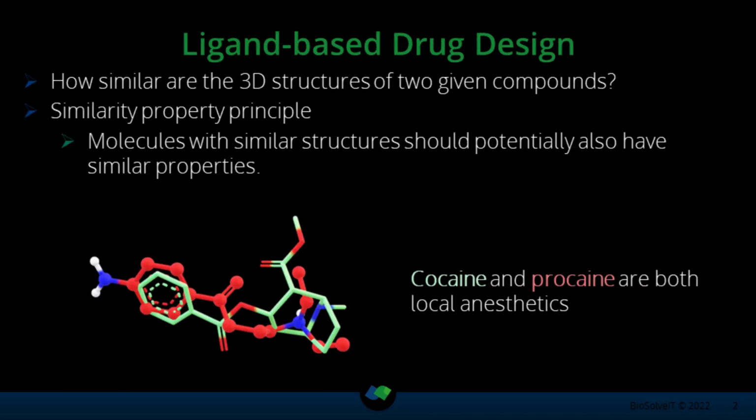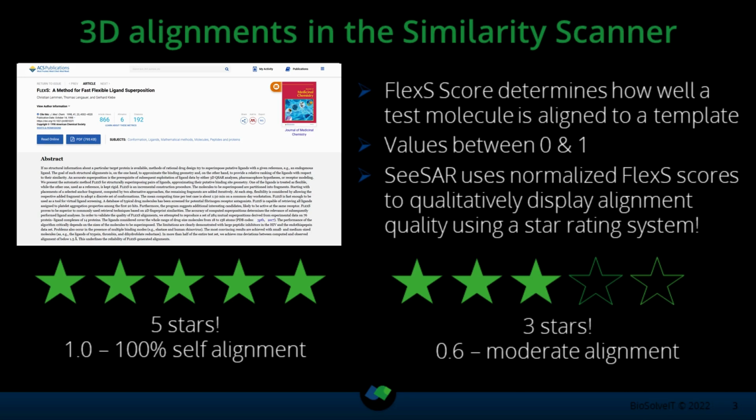One of the biggest questions that ligand-based drug discovery tries to answer is usually of the form: how similar is the 3D structure of a test compound B with respect to a known active compound A? Clearly, we are grounding this question on the well-known similarity property principle, which essentially states that compounds with similar structures should potentially also have similar properties. The Similarity Scanner answers this question by enabling fast and efficient 3D molecule superpositioning or alignments using the FlexS algorithm.